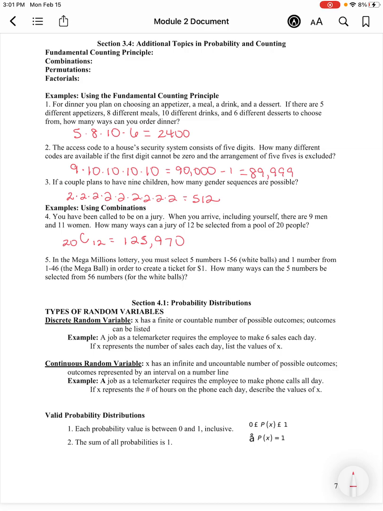How many ways can the 5 numbers be selected from the 56 numbers for the white balls? So you have 56 numbers, and you are selecting 5. That's 3,819,816. And that concludes everything on the practice for Chapter 3.